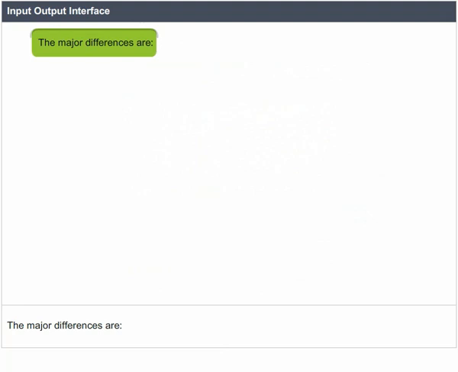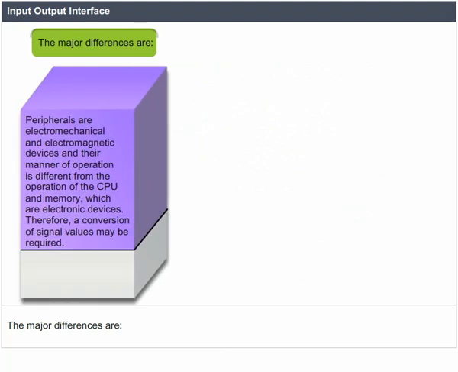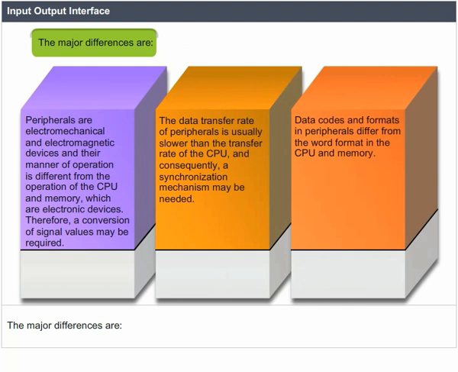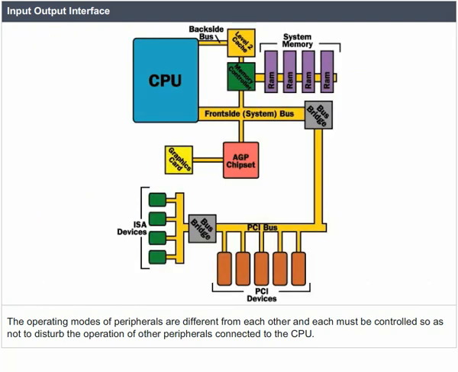The major differences are: peripherals are electromechanical and electromagnetic devices, and their manner of operation is different from the operation of the CPU and memory, which are electronic devices. Therefore, a conversion of signal values may be required. The data transfer rate of peripherals is usually slower than the transfer rate of the CPU, and consequently, a synchronization mechanism may be needed. Data codes and formats in peripherals differ from the word format in the CPU and memory. The operating modes of peripherals are different from each other, and each must be controlled so as not to disturb the operation of other peripherals connected to the CPU.